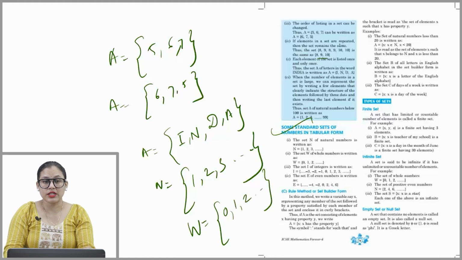Number 3, the set I of integers is written as I, then in curly brackets -3, -2, -1, 0, 1, 2 and so on. And number 4, the set E of even numbers is written as E equals, in curly brackets, -4, -2, 0, 2 and so on.